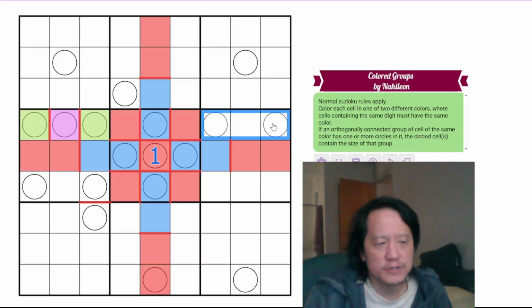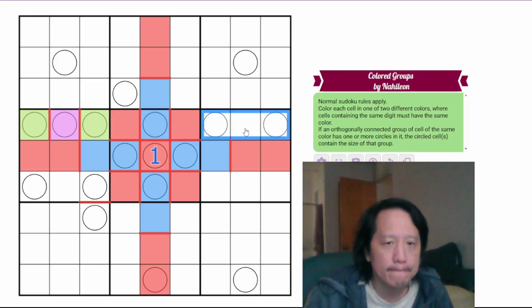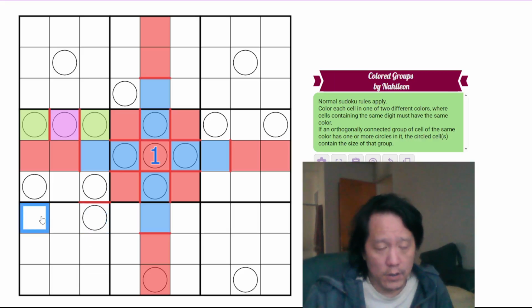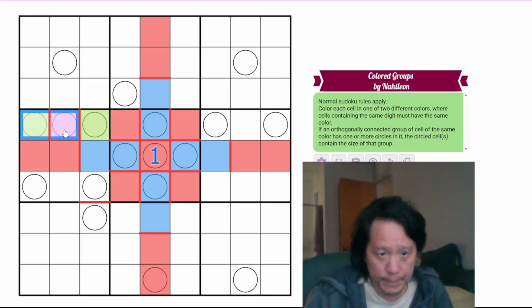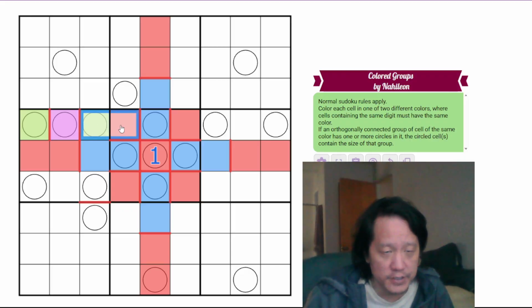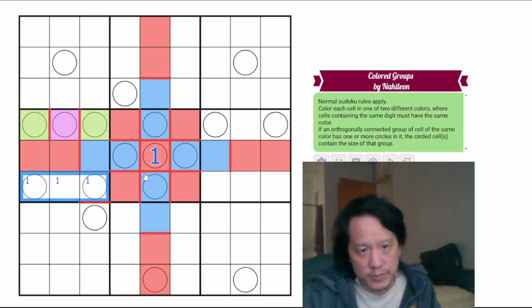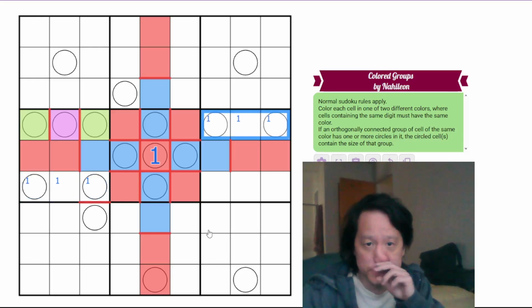These obviously can't be the same color, or they can't be the same region, I should say. These can't be the same region either. But the red here cannot be 1. If this were 1, it would have to be red, but that's already contradicted by here. So 1 cannot be any of these cells. 1 in box 4 has to be one of these 3 cells, and it has to be one of these 3 cells here.